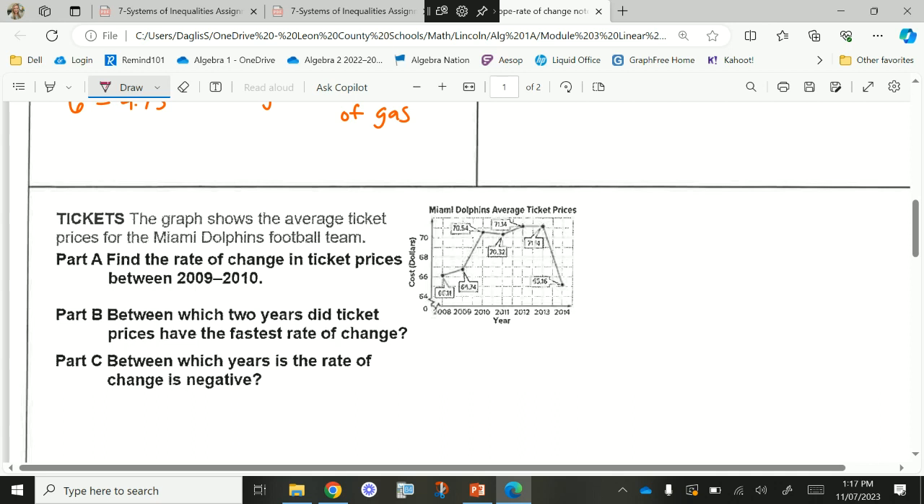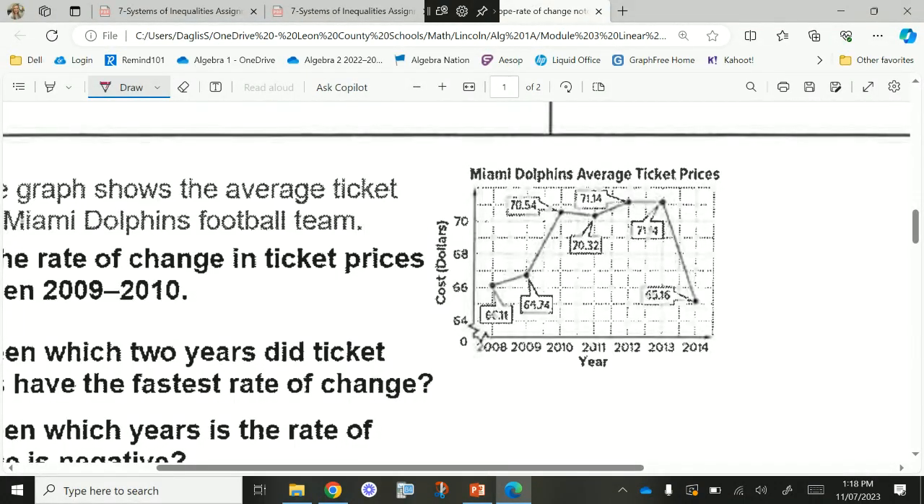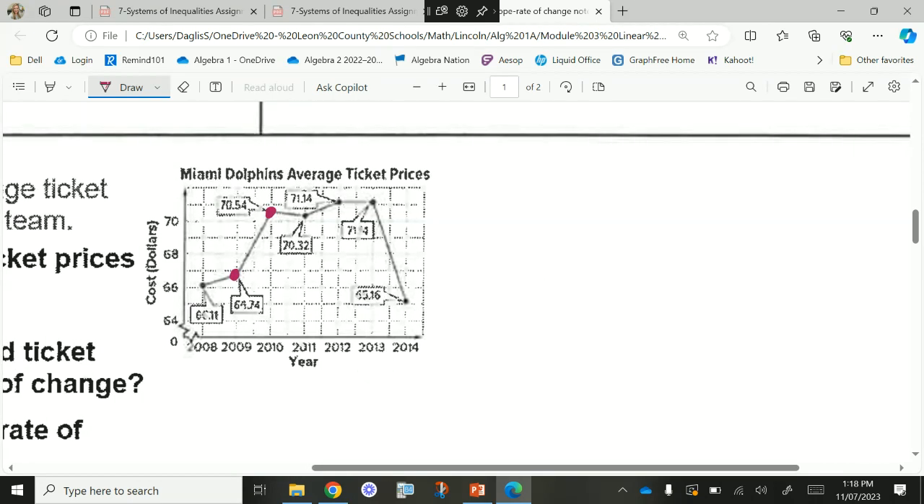Okay, Leland, what's up? Do you have a question? I'm lost. Okay, let's take it step by step. The first part, find the rate of change in ticket prices between 09 and 10. So those are labeled for me. I know it's small. Here we go, 09 and 10. So my y values is what is being labeled. Okay, so I'm going to put part A over here. This is part A.